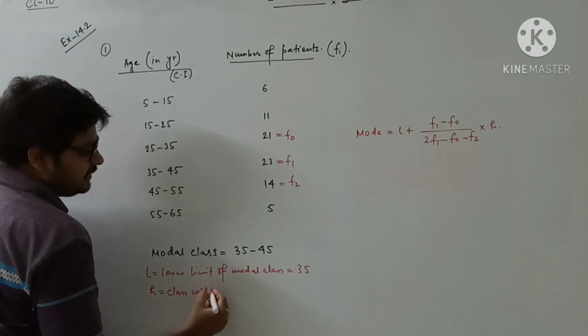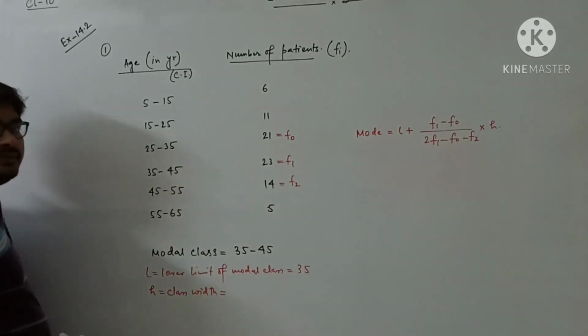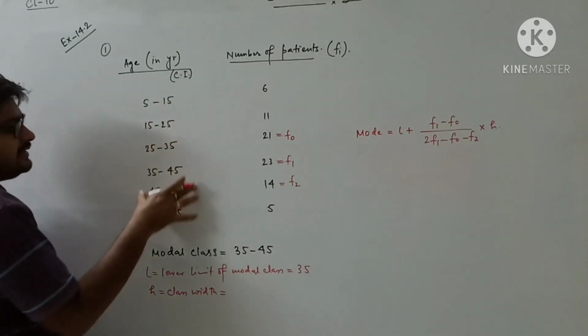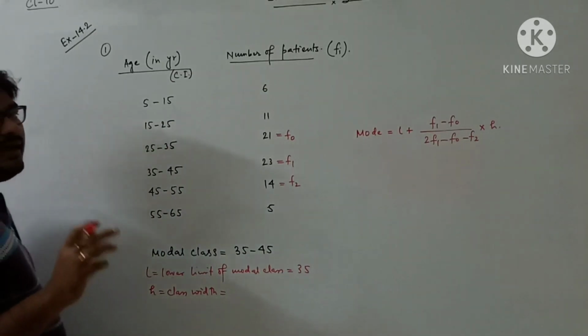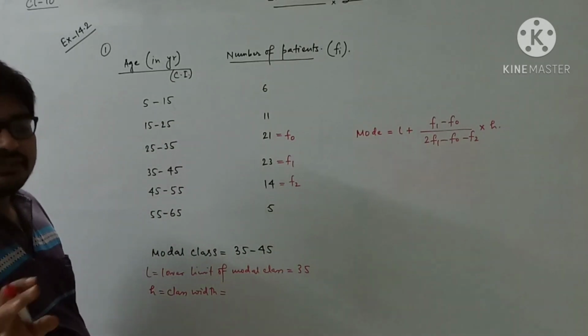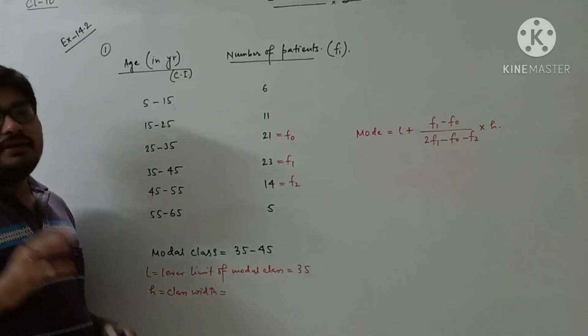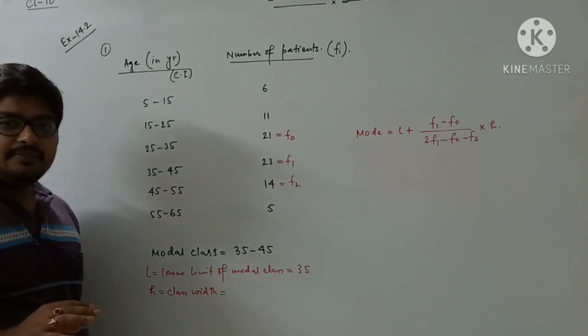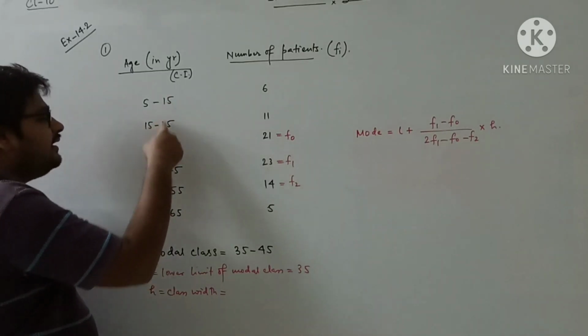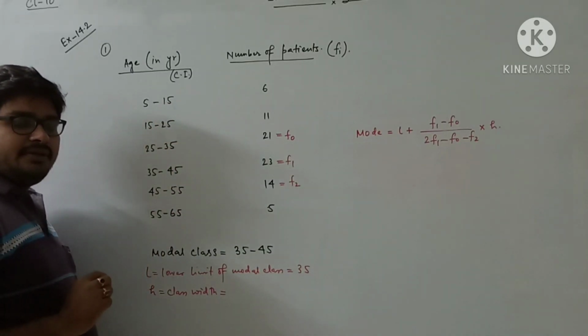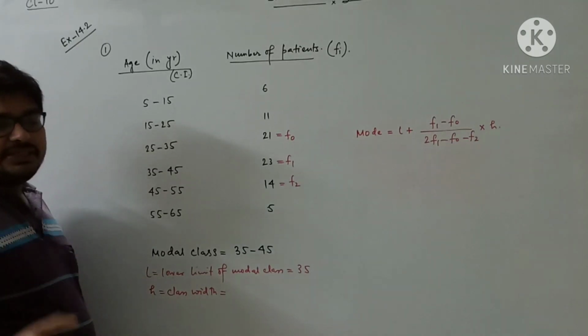Class width, how to find it? If the classes are discontinuous, then we have to make the classes continuous first. Otherwise the class width will not come out properly. Clear? Here the classes are already continuous, so I can find the class width easily.